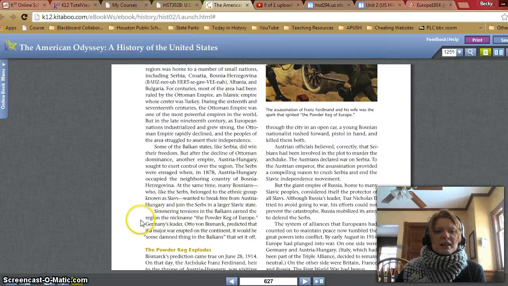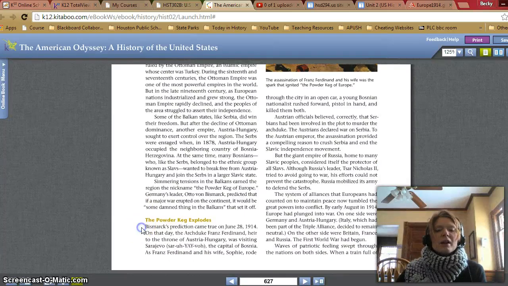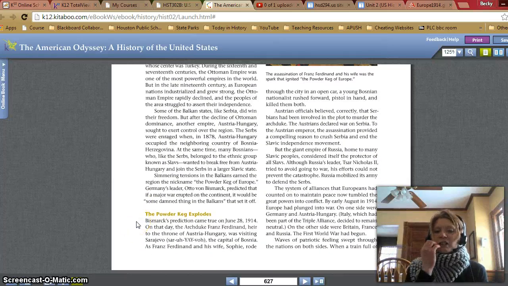Simmering tensions in the Balkans earned the region the nickname the powder keg of Europe. Germany's leader Otto von Bismarck predicted that if a major war erupted on the continent, it would be some damn thing in the Balkans that set it off. And it was. The powder keg explodes. Bismarck's prediction came true on June 28, 1914.